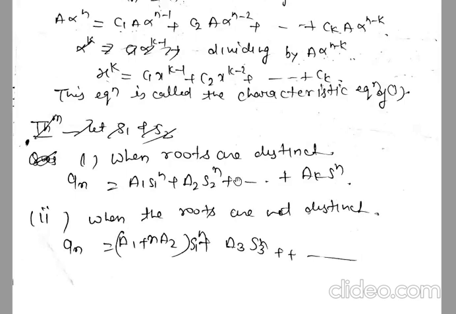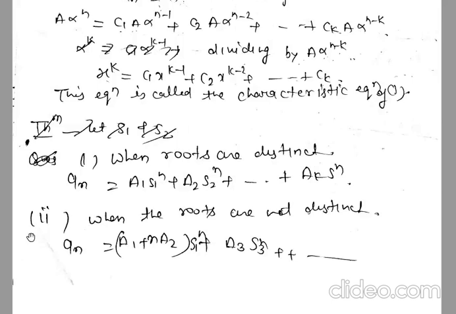So there are two rules. When roots are distinct, first rule, roots are distinct or different, our solution will be an is equal to a1 s1 to the power n plus a2 s2 to the power n plus and so on, ak sk to the power n, where s1, s2, s3 are the roots of the equation and a1, a2 are the constants.